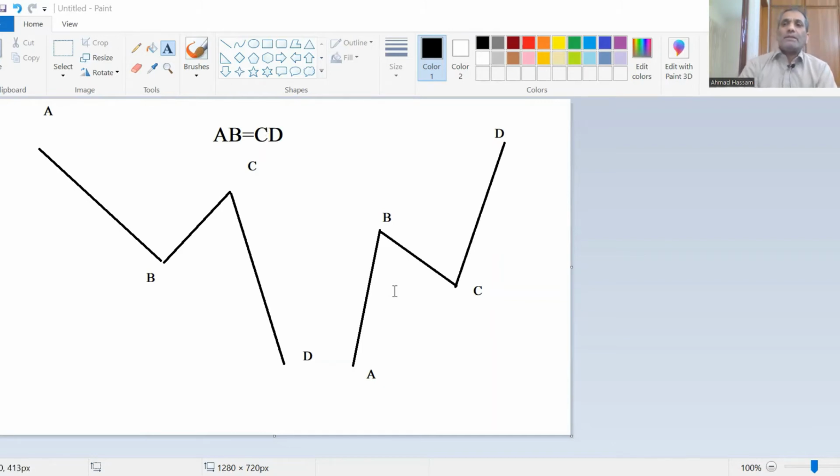So ABCD is a very powerful pattern. You can use it in your trading. It's a leading indicator. It tells you right at the spot, in 1-2 candles, that price is reversing itself. You don't have to wait long to know that price is planning to reverse itself. So let's see how we are going to identify it now on a real chart.